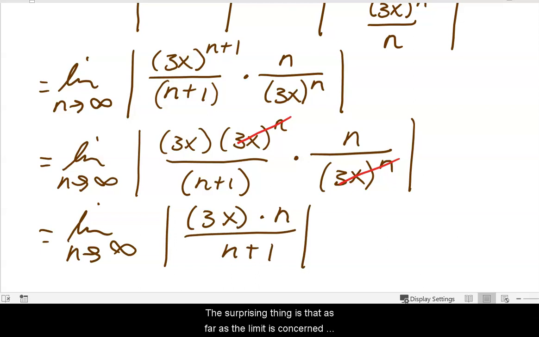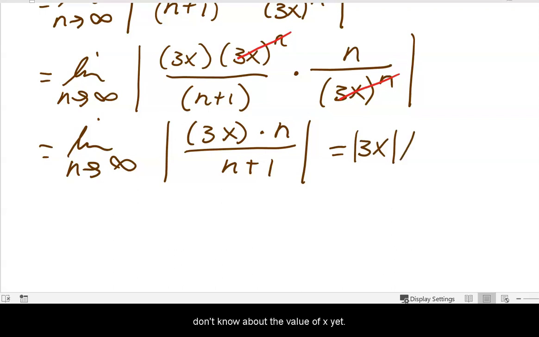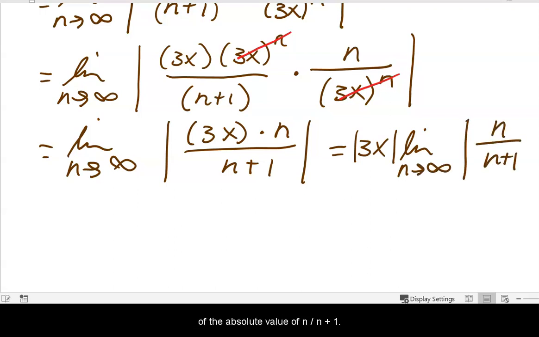The surprising thing is that as far as the limit is concerned, the x is not a variable. It is for us, but not for the limit. The limit considers only n to be the variable, since it is what is approaching infinity. Therefore, I can take the 3x and factor it out of the limit. This gives me 3x, still an absolute value because I don't know the value of x yet, times the limit as n goes to infinity of the absolute value of n over n plus 1.